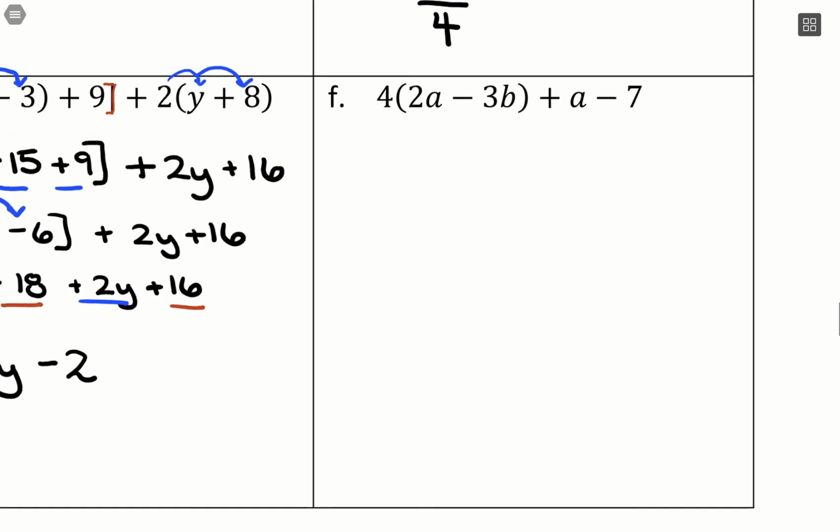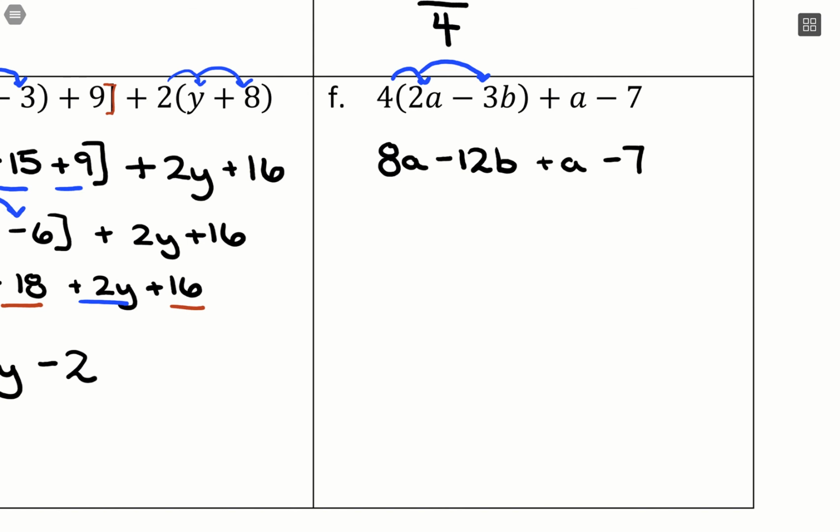All right, then with this last one, we have 2 variables. But a lot of the work will be similar to what we were doing. So to get rid of those parentheses, we need to distribute the 4. So 4 times 2a is 8a. 4 times -3b, -12b. And then we have a plus a minus 7.